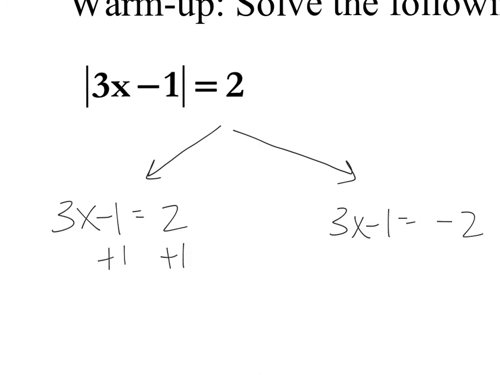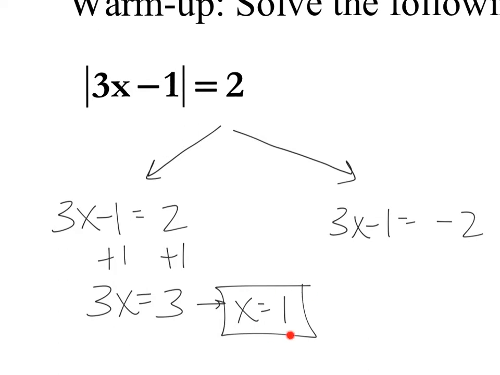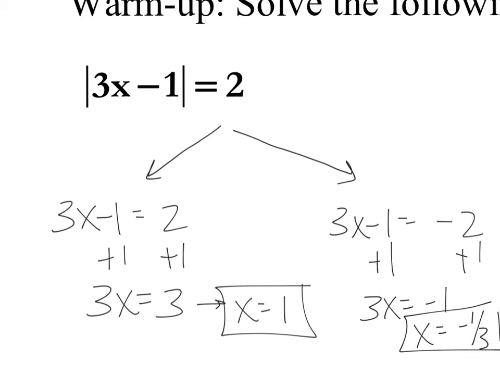So what I have to do here first is get 3x equals 3. This means x equals 1. That's my first answer. You can check that. When you plug in 1 up here, you get 3 times 1 is 3, minus 1 is 2. Absolute value of 2 is 2. And when I do this one, I get x equals -1/3. Same thing, when I plug in -1/3 all the way up here, I get -1 minus 1 is -2, and the absolute value of -2 is +2.